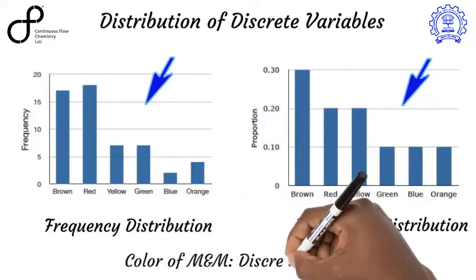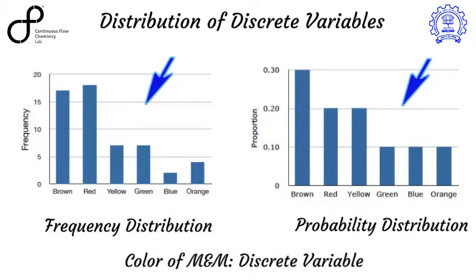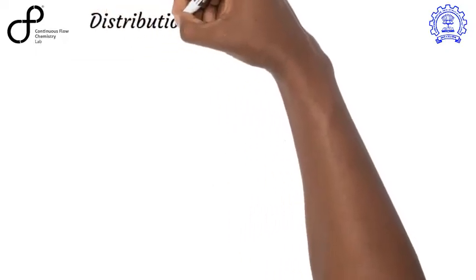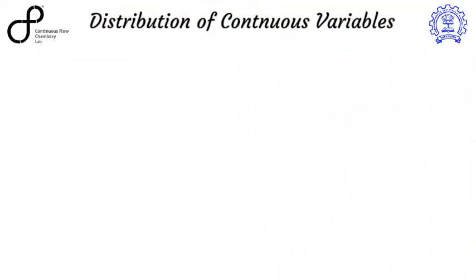It should be noted that the variable color of M&M used in this example is a discrete variable. This is because color can only take certain values. Therefore, its distribution is also called discrete distribution. Let us now extend the concept of a distribution to continuous variables.